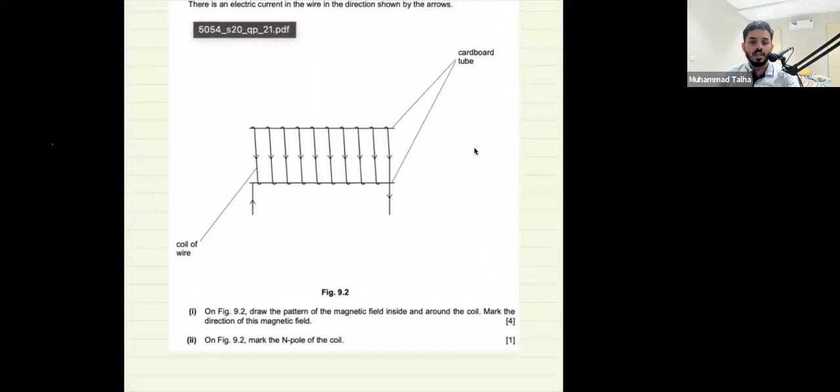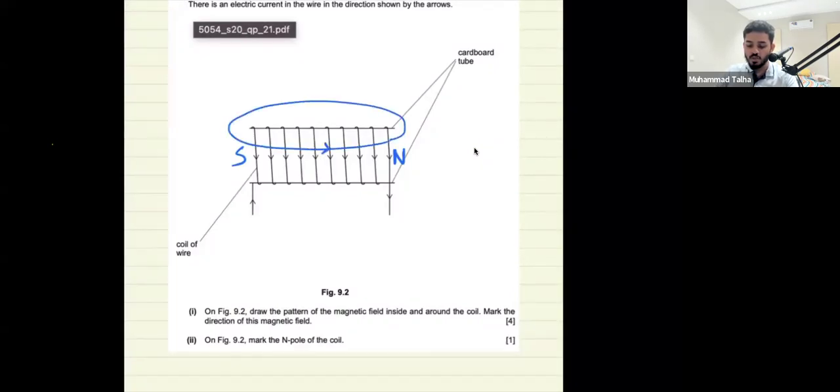So this is something else that you guys can have a look at. In this one, you are supposed to draw the magnetic field inside and outside the coil. If you use the right hand grip rule, you will find out this is north because of your hand curling like this, so it points in this way. So this is my north. This is my south. So I make the field lines here.